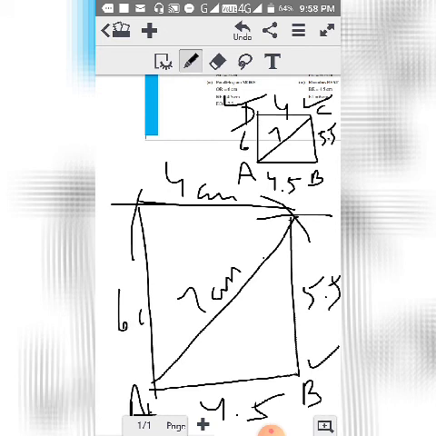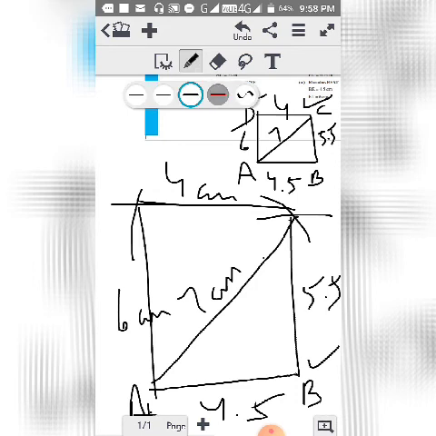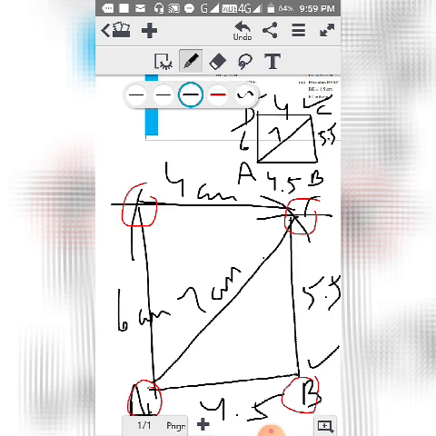So the figure is complete. Your main figure is A, B, C, D. You can see that the figure is A, B, and then this point is C, and this point is D. So this is C here and this is D here.